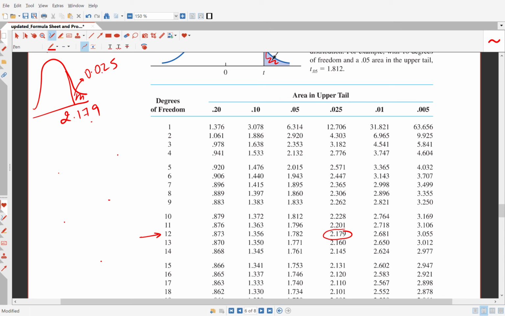Okay, let's do part B now. It says lower tail area of 0.05 with 50 degrees of freedom.